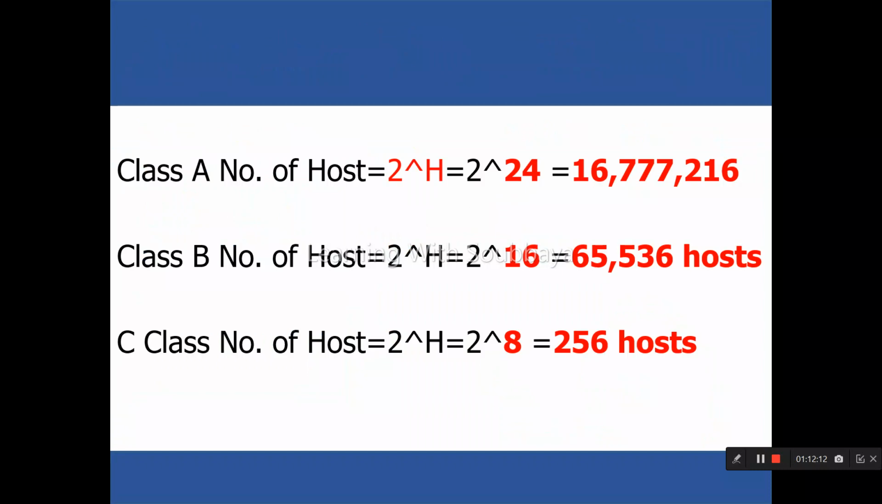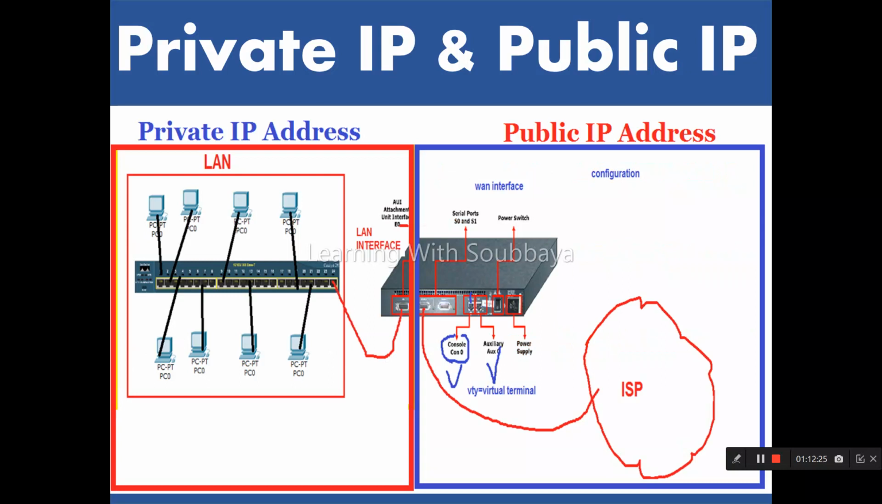Here, this IP address is again divided into two types. What are they? Private IP and public IP. Which comes under private IP and which comes under public IP? The IP address which is assigned in a LAN is called a private IP. The IP address which is available on the internet is called a public IP.